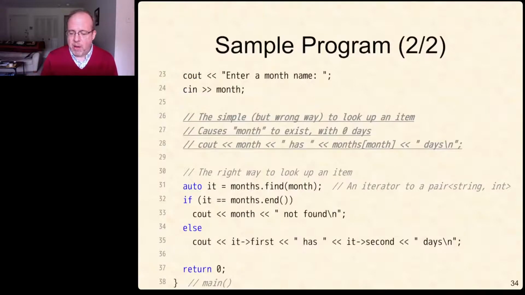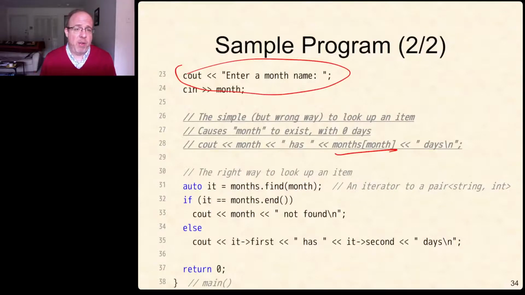Then we're going to ask the user, give me a month, and I'll tell you how many days are in that month. Well, the simple way is to look it up, but that doesn't work if the user hands us supercalifragilisticexpialidocious, which is not one of the months. If we subscript it, it will create it, and this will tell us that the month supercalifragilisticexpialidocious has 0 days. So this part, not a good idea.